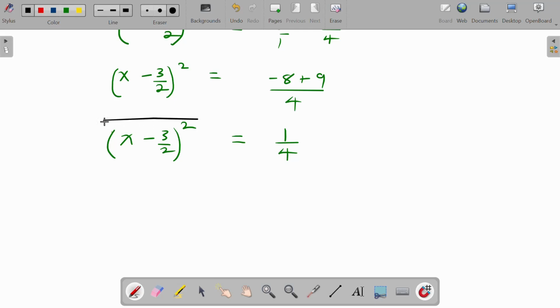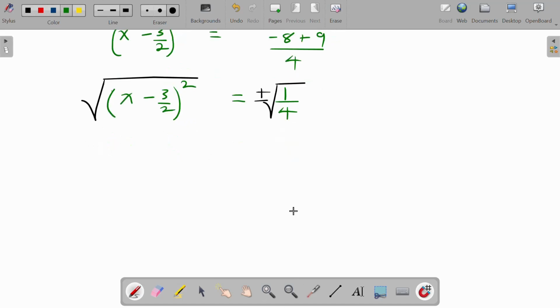Then the next step is to take on the square root on both sides. So we are going to have the square root on both sides. And I say when you introduce square root, you say either positive or negative from there. So we are going to have this side, we're going to have x minus the 3 out of 2, equals to the plus or minus. The square root of 1 is 1, then the square root of 4 is 2. So we are having a half.